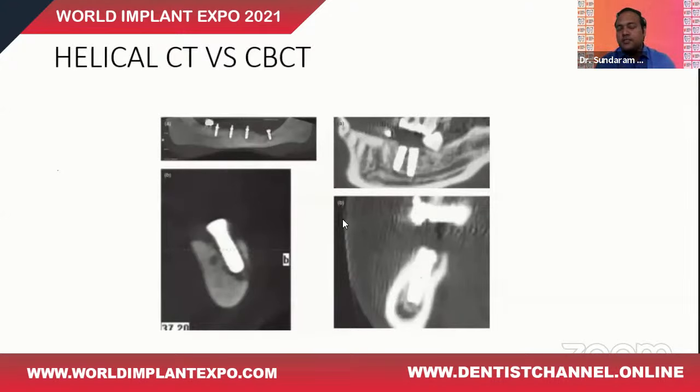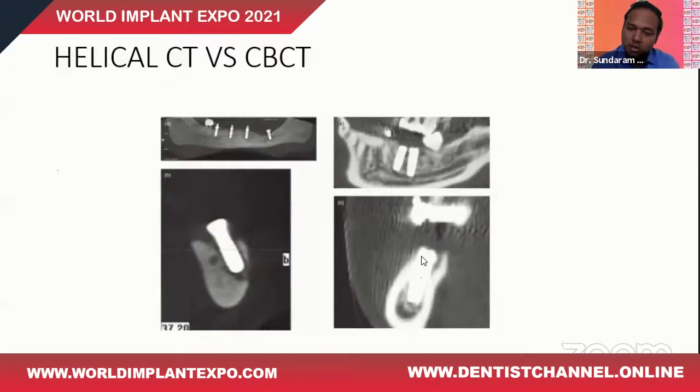Okay, so what difference does it make image-wise? The pictures that you see on the right over here are helical CT images. The pictures that you see on the left are CBCT images. So if you can see here, this is actually a failing implant, a failing implant that is put onto the nerve.